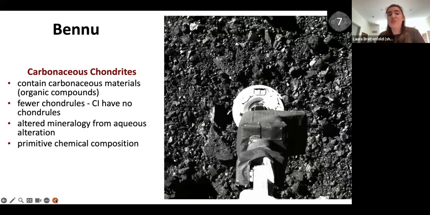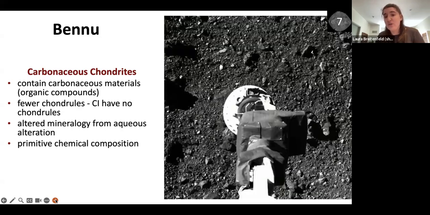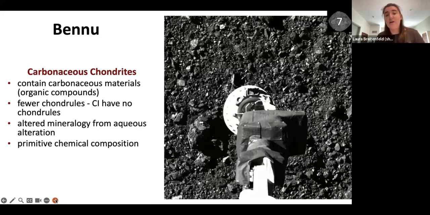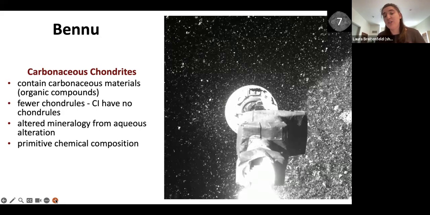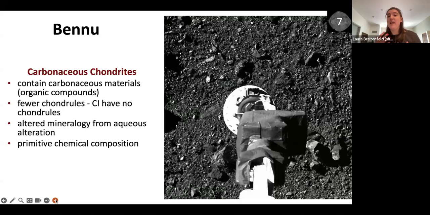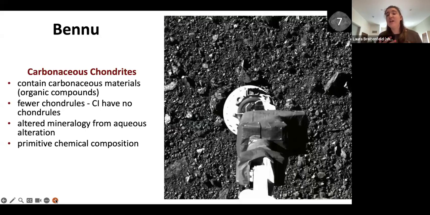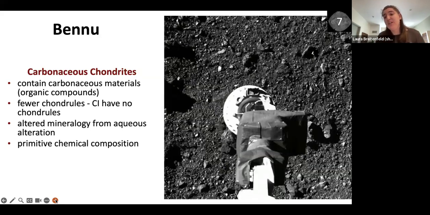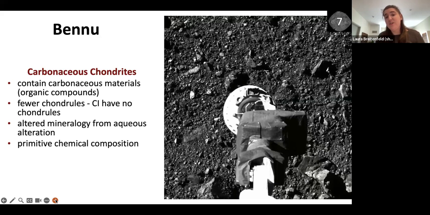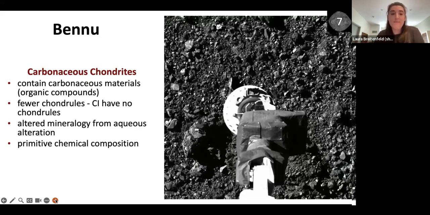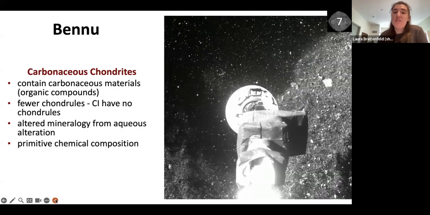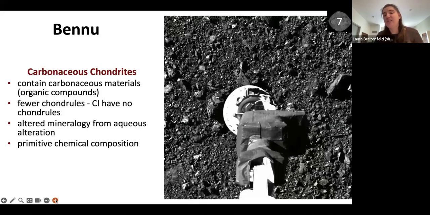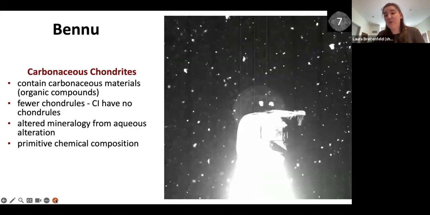These kinds of materials also have few to no chondrules present. And this is due to the altered mineralogy from the process of aqueous alteration. So we have anhydrous minerals like olivine and pyroxene altering to hydrated materials like phyllosilicates, clays. And then lastly, these materials have primitive chemical compositions, which make them really interesting to study early solar system processes.